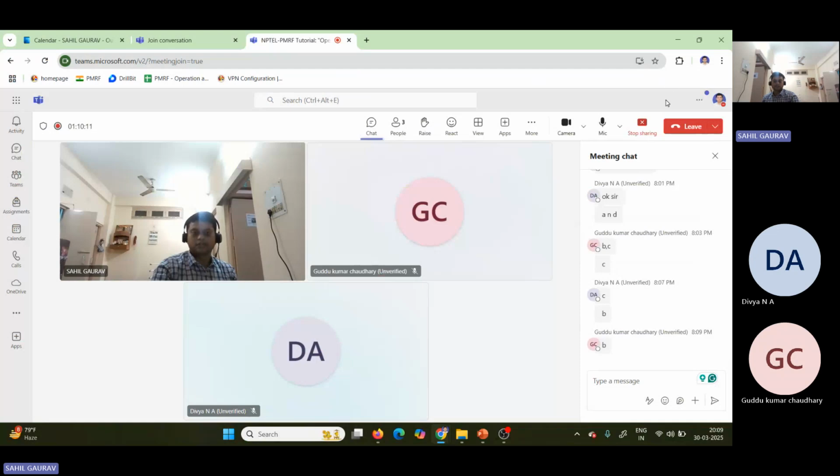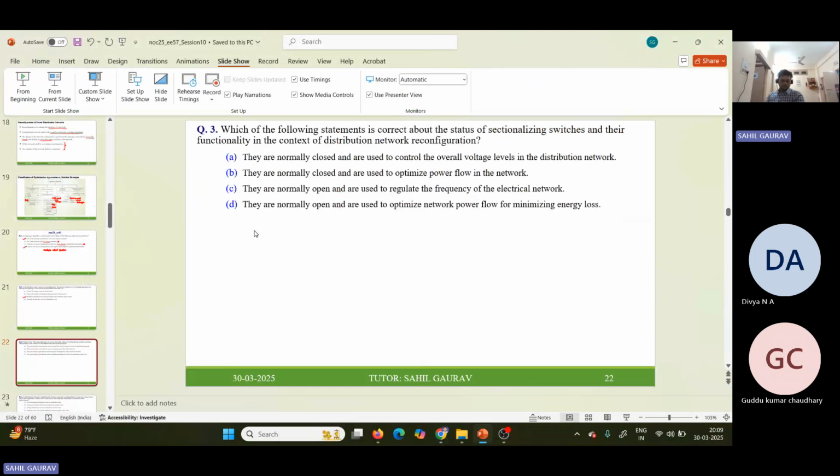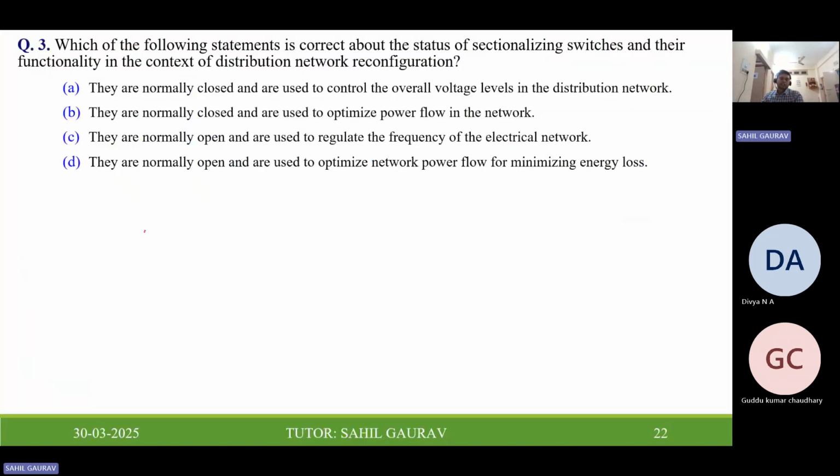Yes, Guddu and Deep, both of your answers are correct. B option is the correct one. Very good. So we know that sectionalizing switches are of normally closed type. We have gone through this in tutorial session 2 also. Sectionalizing switches are normally closed.